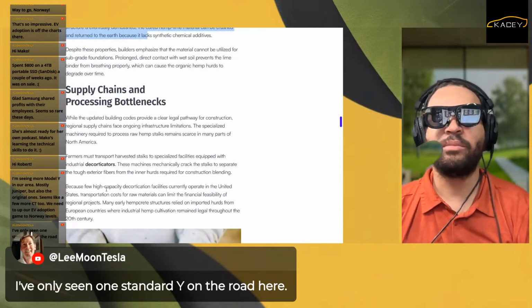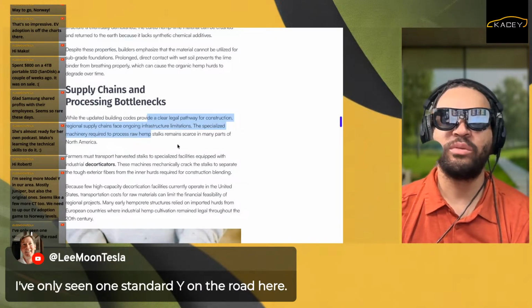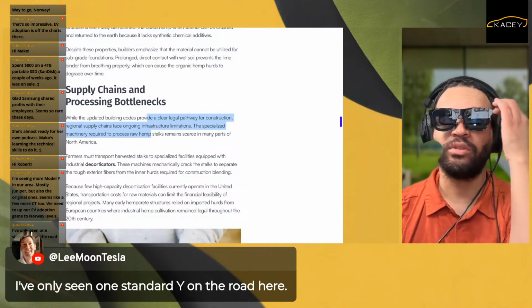Supply chains and processing bottlenecks. Clear legal pathway. Regional supply chains face ongoing infrastructure limitations. Specialized machinery required to process raw hemp remains scarce in many parts of North America.